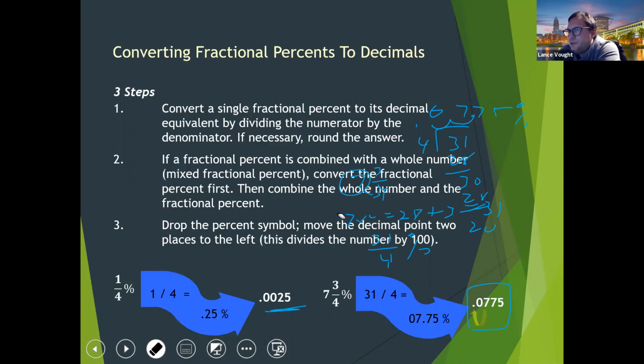So again, step 1 is to convert the fraction into a decimal. If you have a mixed number, then you need to multiply the whole number times the denominator, add that to the numerator, and do your division process. And then once you're done with that, to convert from a percent to a decimal, you need to drop the percent sign and move 2 decimal places to the left. Any questions so far?